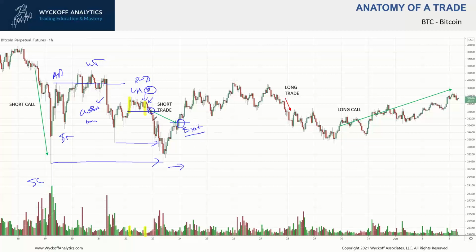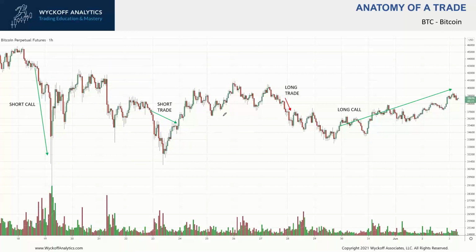So in reality, the stop loss should have been moved like this, and the exit should have been either here or here. So this should have been a trade. Definitely some improvement on the exit should have been done.